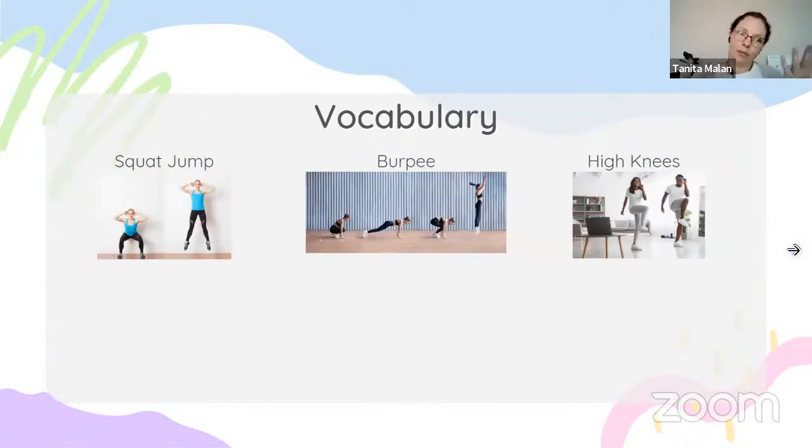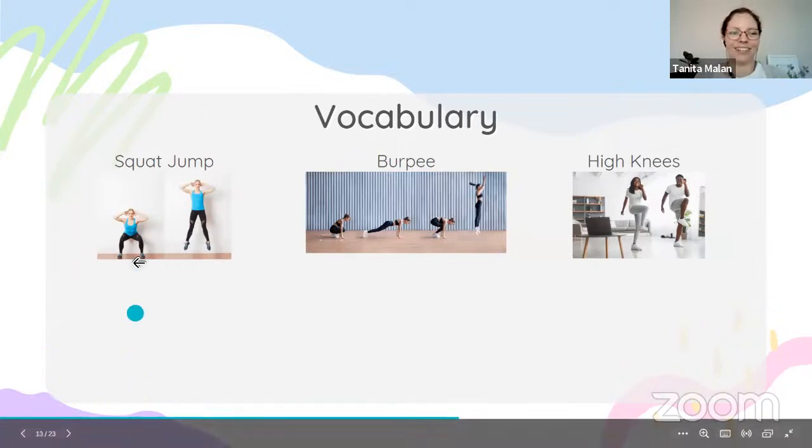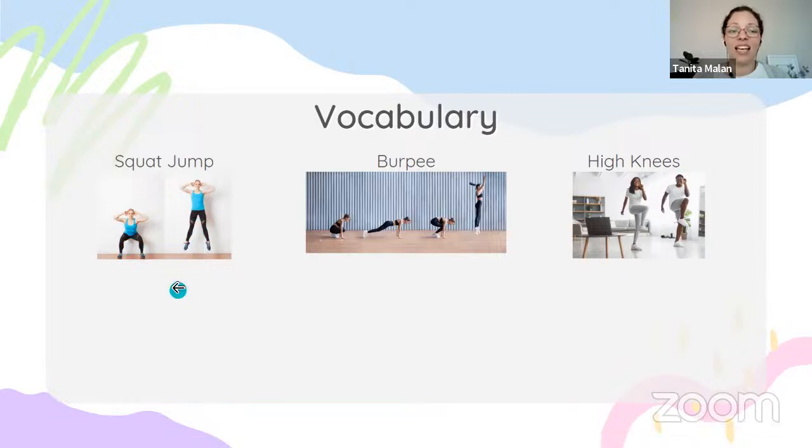Some vocabulary, there we go: squat jump. Okay, so basically where you squat and then you jump. If you do a lot of these in a minute, that's very intense. All right, your heart rate is going to go up. Your legs are going to burn because it's strength as well. So squat jumps are a very common exercise with HIIT.